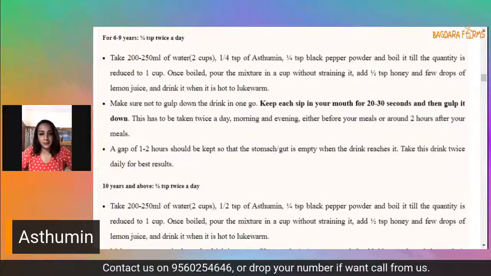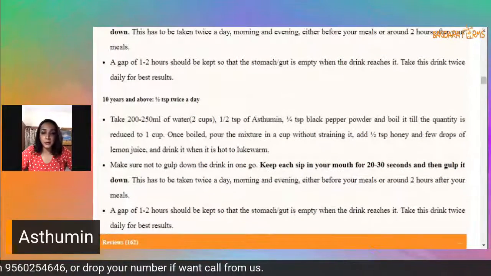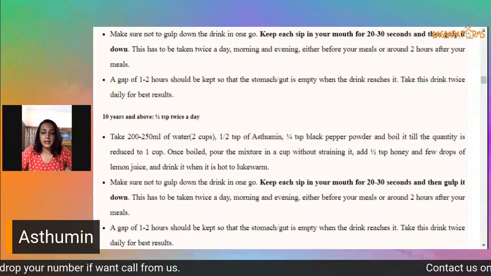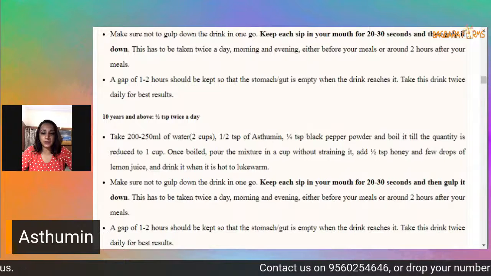Pour it into your cup without straining. Now you can have it as it is. Either you can drink it like this, or you can add a little honey to it. Honey and lemon juice are optional. You can add these things to enhance the taste and flavor of the drink.